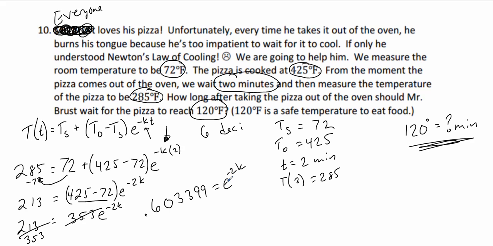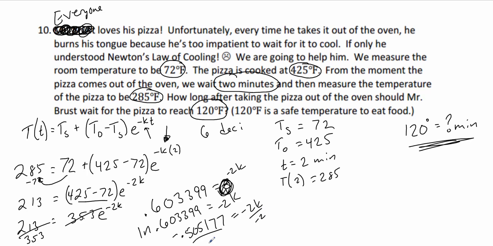So how do I do that? I have to take a natural log. Remember, base e is natural log. So I can take the natural log of 0.603399. When I take the natural log of the right side, those just cancel and I bring down the negative 2k. I'm going to put in my calculator ln of 0.603399 and get negative 0.505177. There we go, 6 spots. So negative 0.505177 is equal to negative 2k.